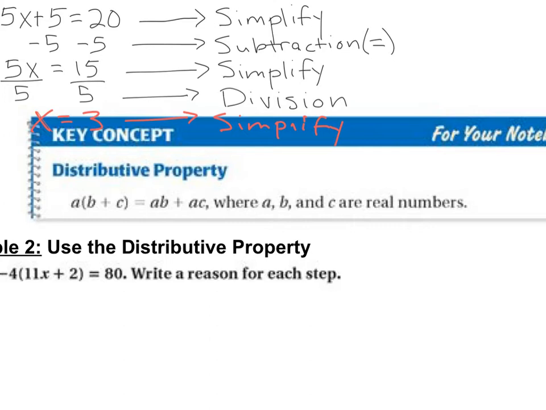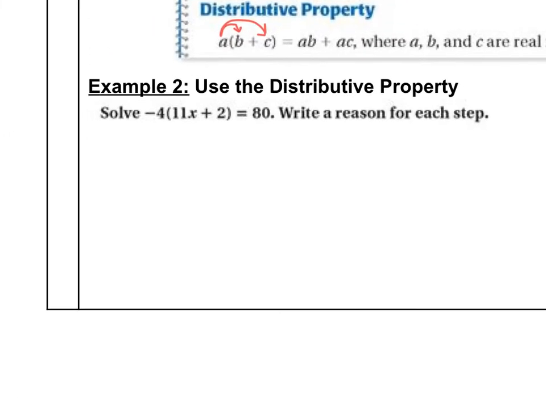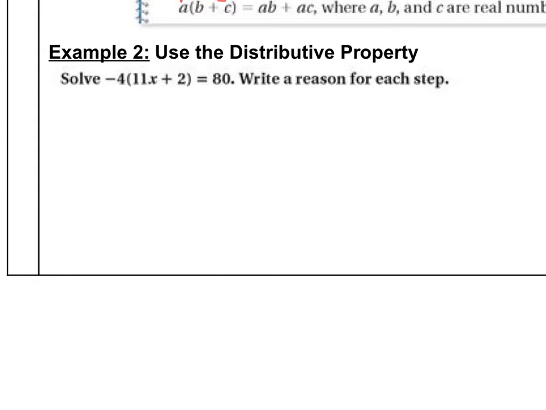Okay, another key concept, something that we use every day, or almost every day, is the distributive property. So when you have something like this, just know that that A gets distributed to the B, and the A also gets distributed to the C. A lot of times you'll see people draw arrows to show the distribution. So let's throw that into a problem here, and again, give a reason for each step.